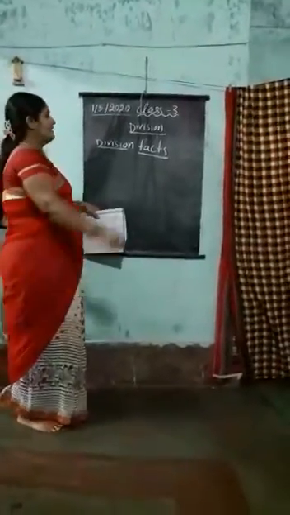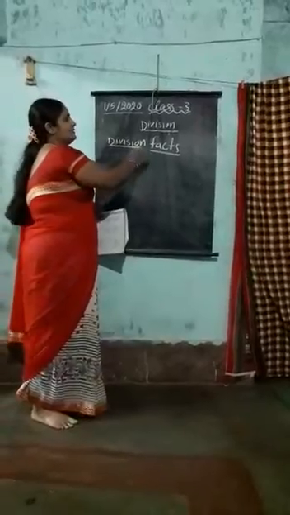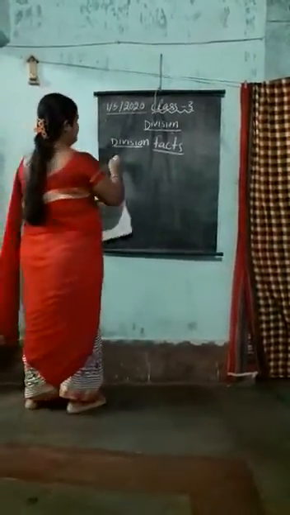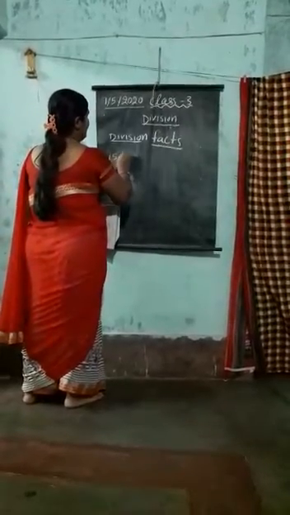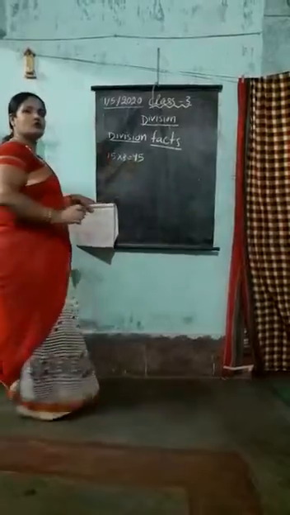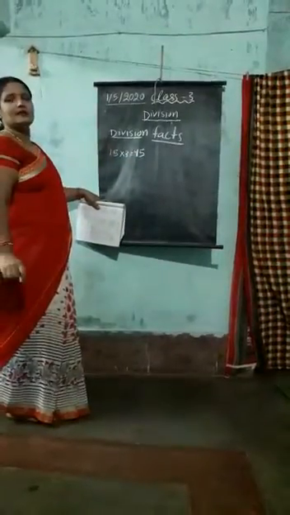So students, look at the blackboard. I have written here division fact. What is a division fact? I will give some examples. Like here, 15 multiplied by 3 is equal to 45. I hope you know the 15 table. So 15 3s are 45.